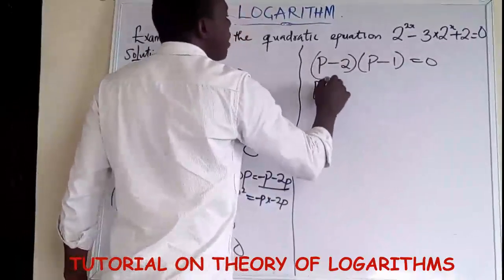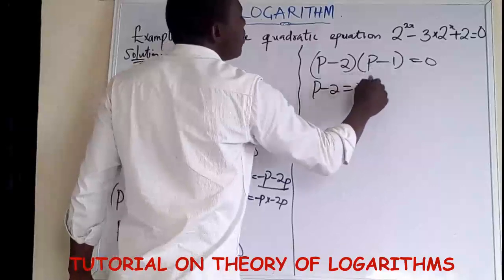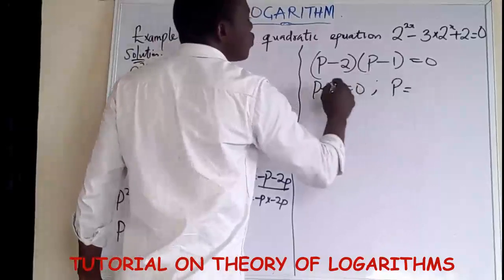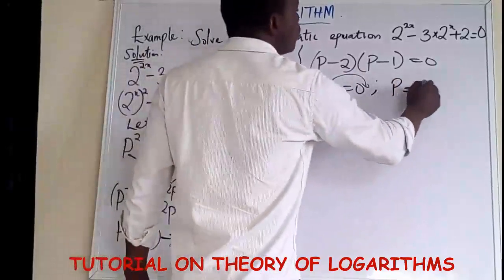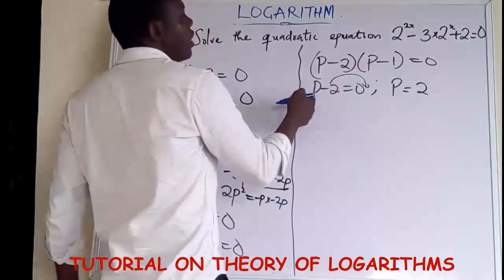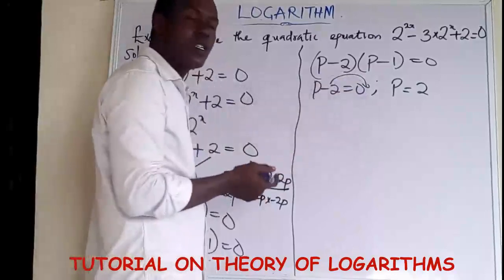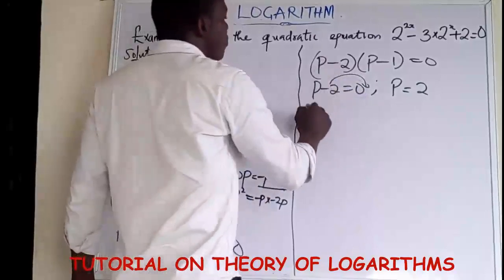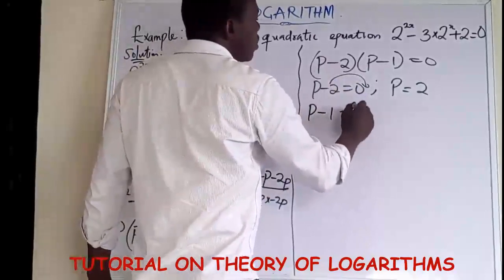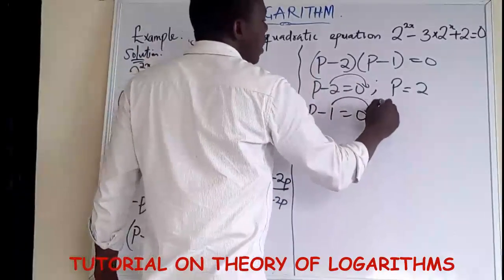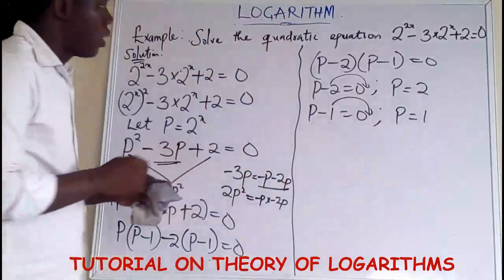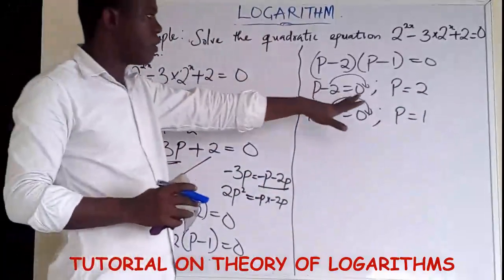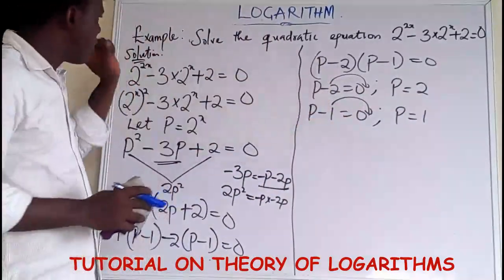So we have p minus 2 equals 0. That means p equals, we transfer this one here, that's 2. p equals 2. Then p minus 1 equals 0. If you transfer this one here, that means p equals 1. So we have just gotten the values for p. We have not gotten the value of x.